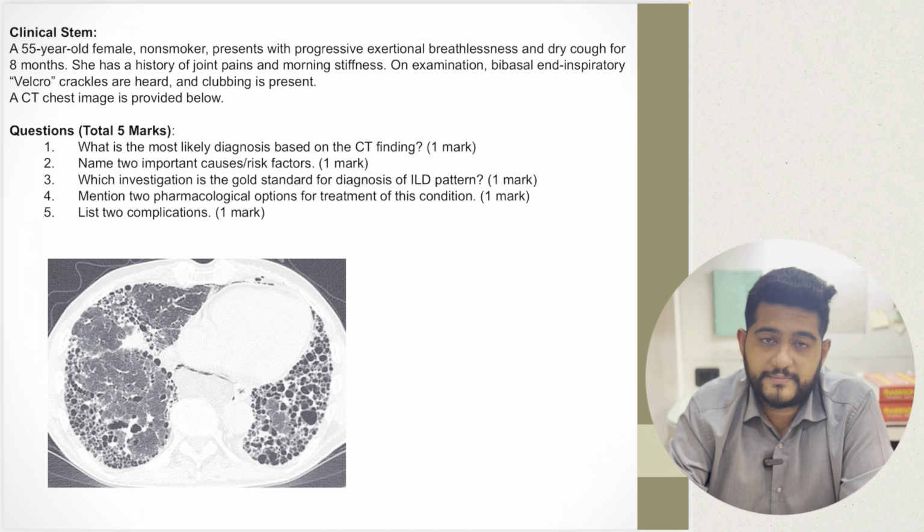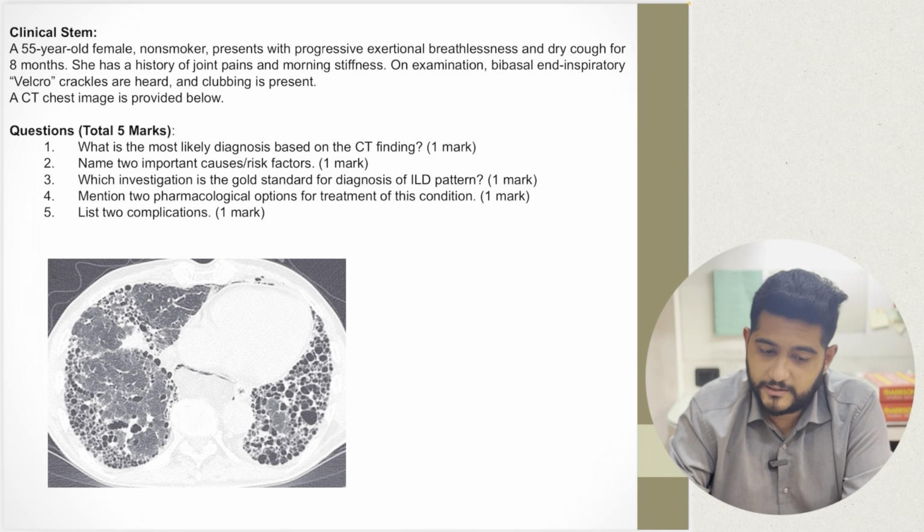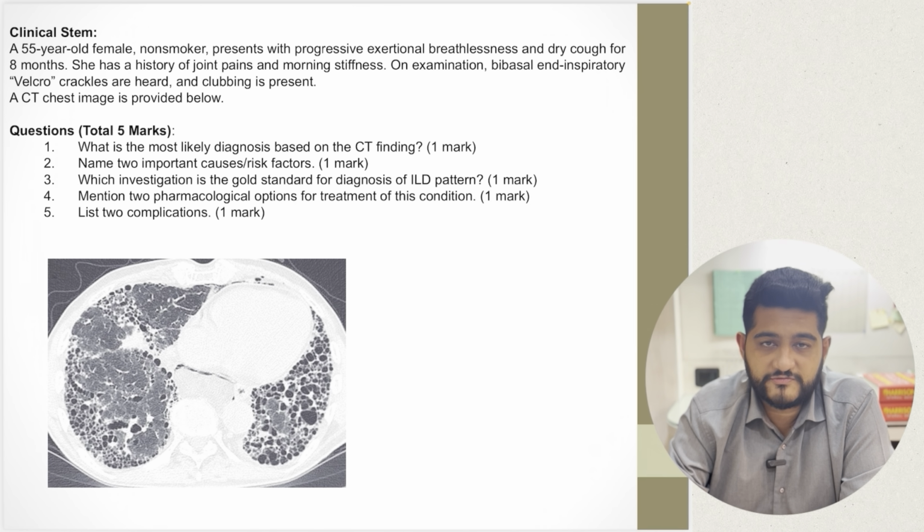On examination, bibasal and inspiratory velcro crackles are heard and clubbing is present. A CT chest is given below, and the questions are as follows. What is the most likely diagnosis based on the CT finding? 2 important causes or risk factors, investigation which is the gold standard for diagnosis of ILD pattern, 2 pharmacological options for the treatment of this condition, 2 complications.